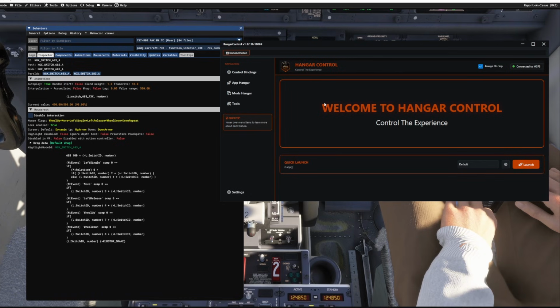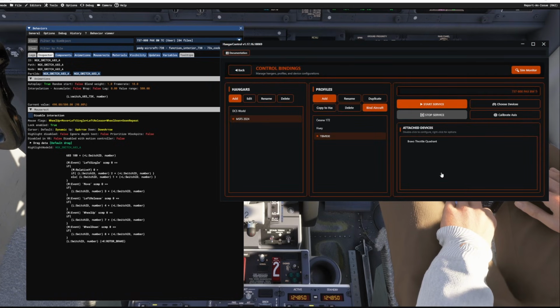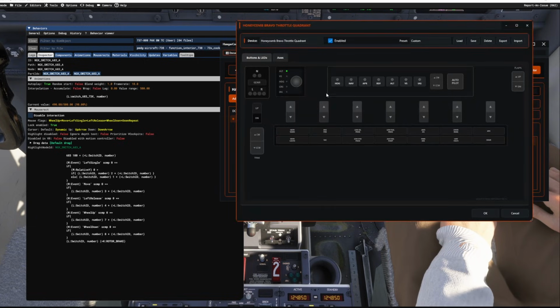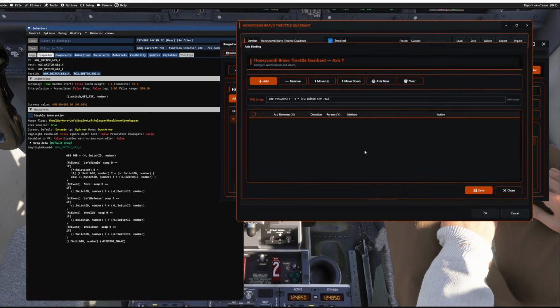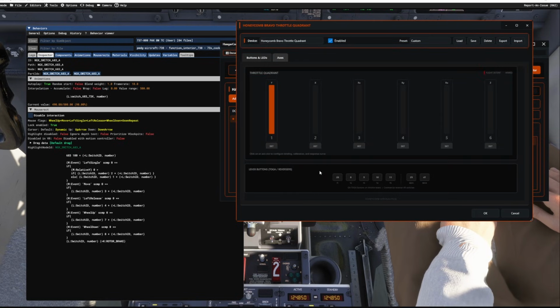Okay, now we're going to go into our control bindings. I'm going to make sure our service is started. And I believe I might already have a binding. Yep, let's go ahead and just clear that. You guys didn't see anything. This is not the command you were looking for.